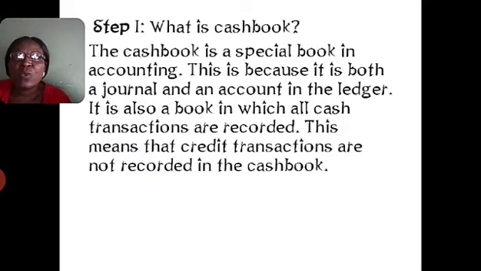Then I begin. What is cash book? The cash book is a special book in accounting. This is because it is both a journal and an account in the ledger. It is also a book in which all cash transactions are recorded. This means that credit transactions are not recorded in the cash book.